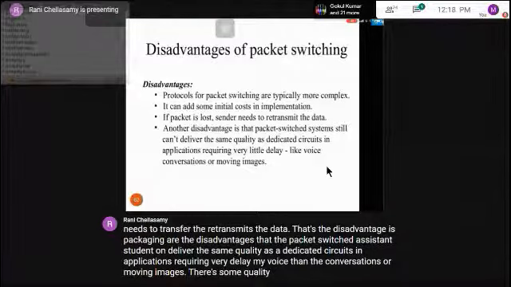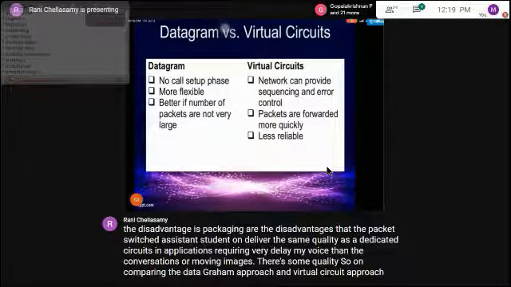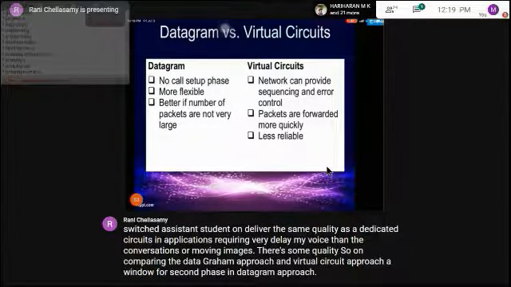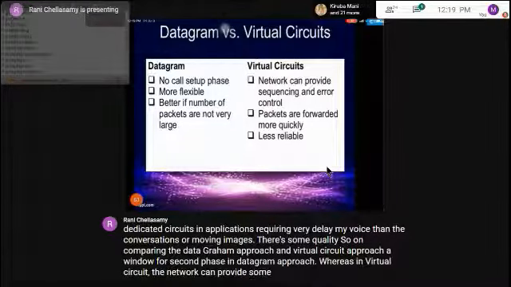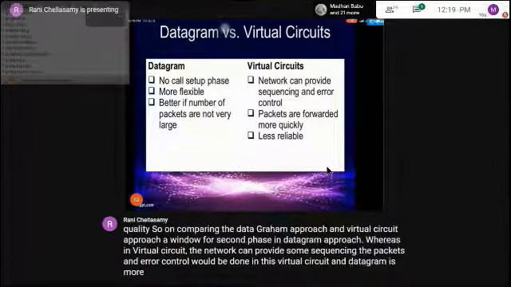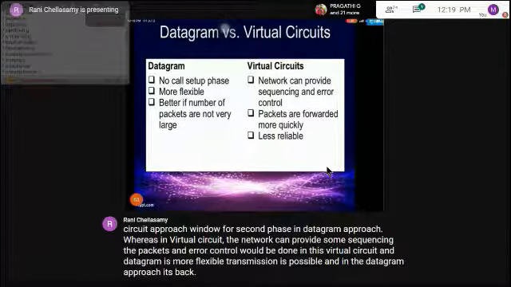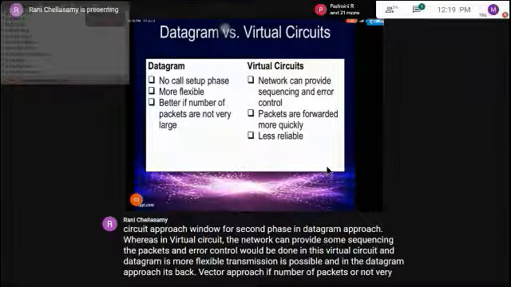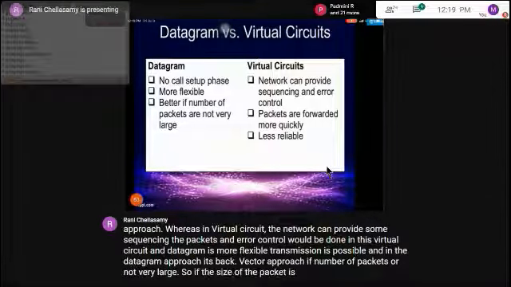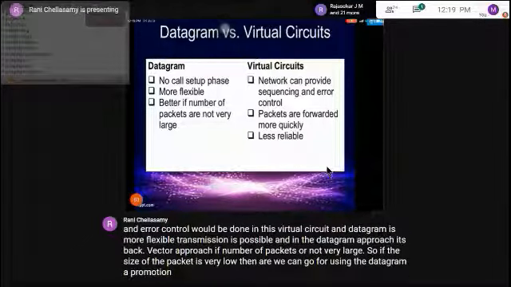So on comparing the datagram approach and the virtual circuit approach, there will be no call setup phase in the datagram approach, whereas in virtual circuit the network can provide sequencing of the packets, and error control will be done in the virtual circuit. And datagram is more flexible, transmission is possible, and the datagram approach is better if the number of packets is not very large. So if the size of the packet is very small, then we can go for the datagram approach for better transmission of data.